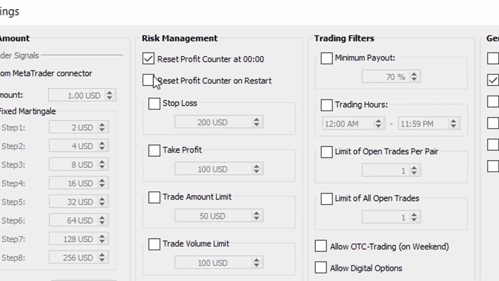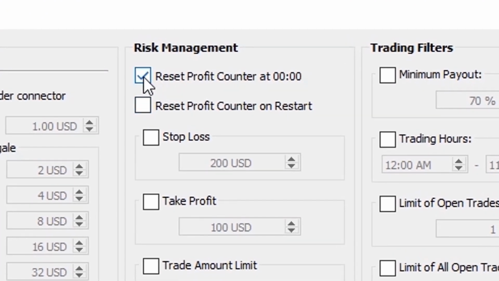The second subgroup is risk management, where you'll be able to define the reset profit counter at 0-100 hours. If you enable this option, your profit counter will be reset back to 0 every day at 0-100 hours or every new day. Reset profit counter at restart. If you enable this option, your profit counter will be reset each time you restart your MT2 trading platform.